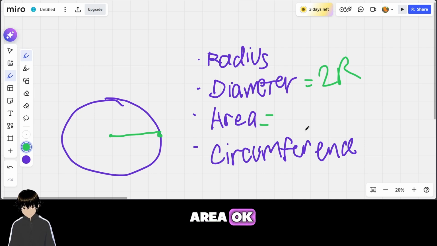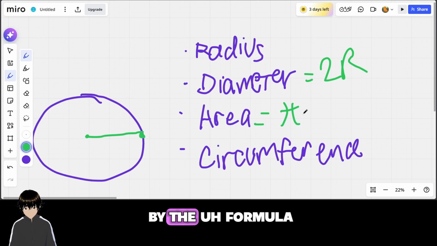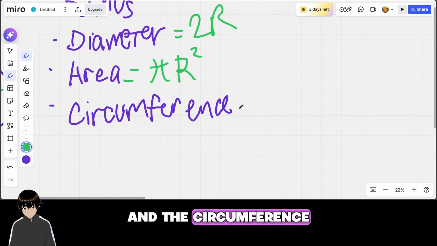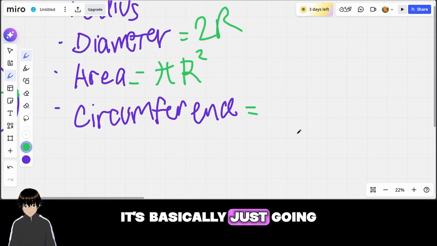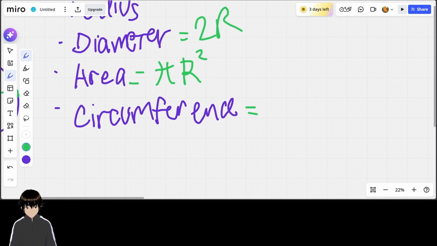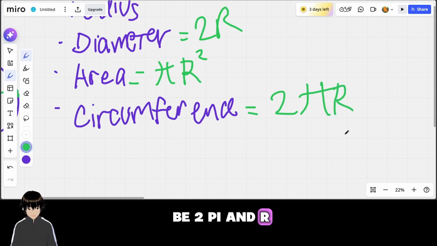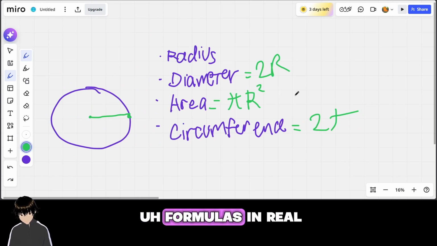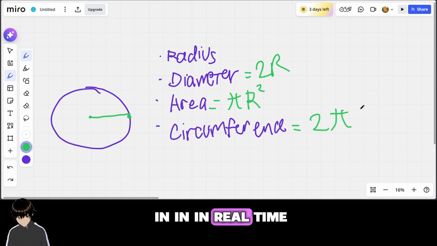Well, what is the area? The area is going to be denoted by the formula pi times r squared. And the circumference is just going to be 2 pi r. So let's use these formulas in real time.